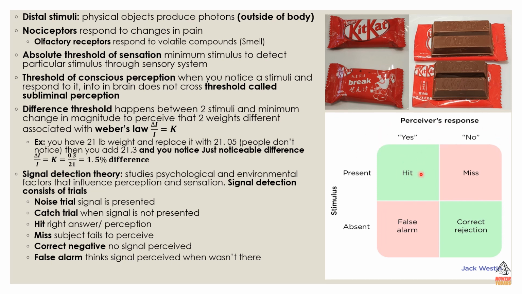So, a hit is basically the right answer and you have perception. A miss is when the subject fails to perceive or has no perception. And then you have a false alarm, where the signal was perceived but it wasn't there. And then you have the correct negative, or correct rejection. There is no signal received. Your brain processes that there's no signal. And with the false alarm, you think the signal was perceived, your mind thinks that, but it wasn't actually there.